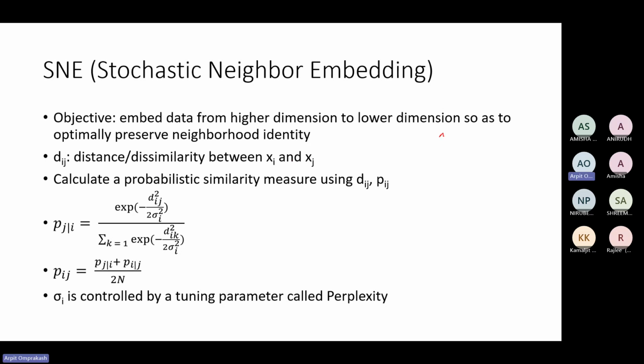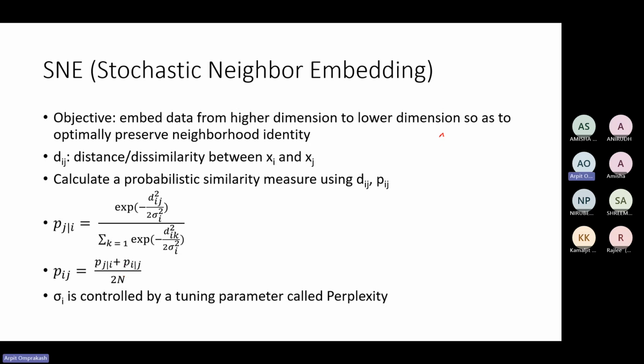So basically, let's say you have a lot of data points x1, x2, x3, xi, xj. We calculate the distance between them. Let's say the Euclidean distance. Then, using this Euclidean distance in higher dimensions, we'll calculate a probabilistic similarity measure, which is defined as such. So Pij is the probabilistic similarity measure, which is given as Pj given i plus Pi given j, divided by 2n.